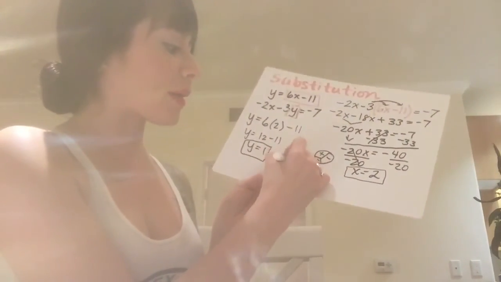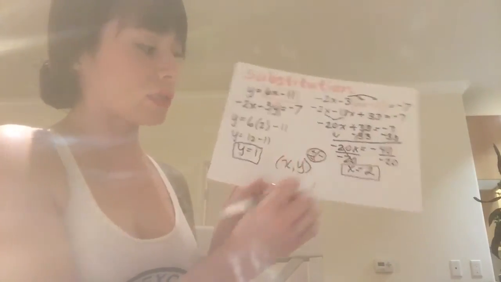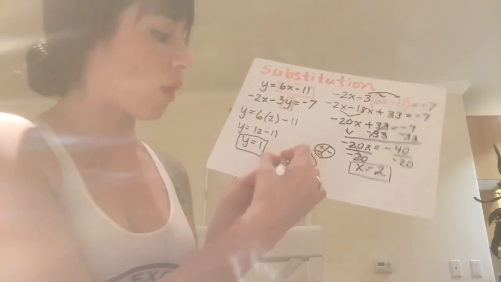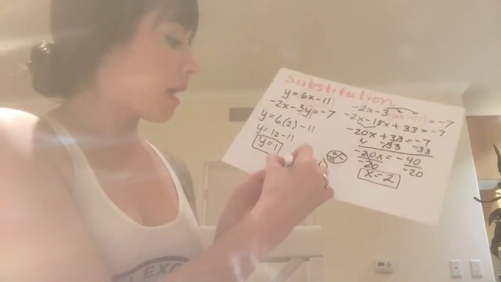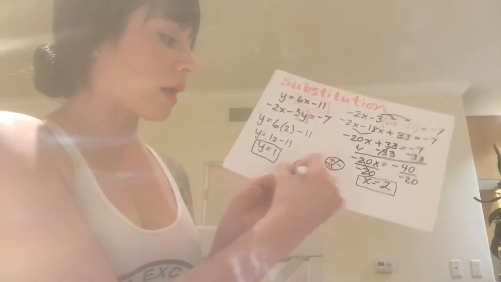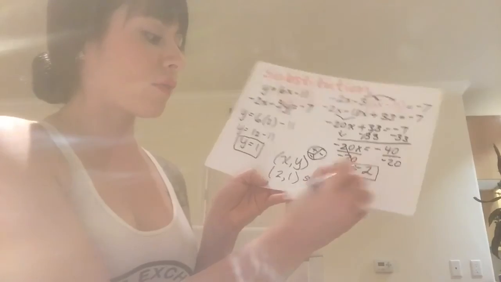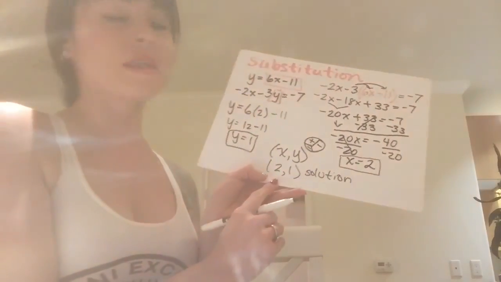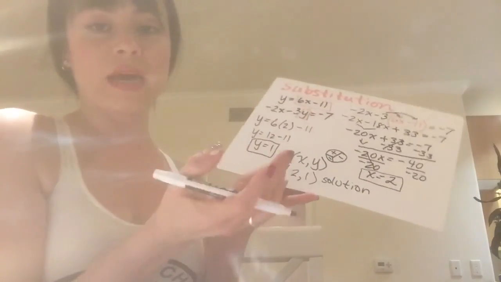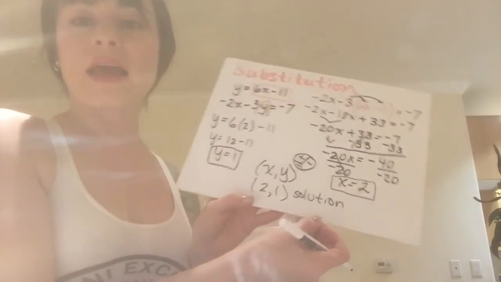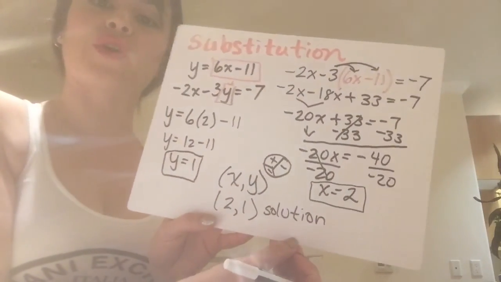So our ordered pair always says put it in order. That's why it's called an ordered pair. X always goes first, then y. We found x to be 2, and we found y to be 1, and that is your solution, which represents the point of intersection of these two equations. And we had seen it already in the other part in graphing. And there it is. That is substitution for you.